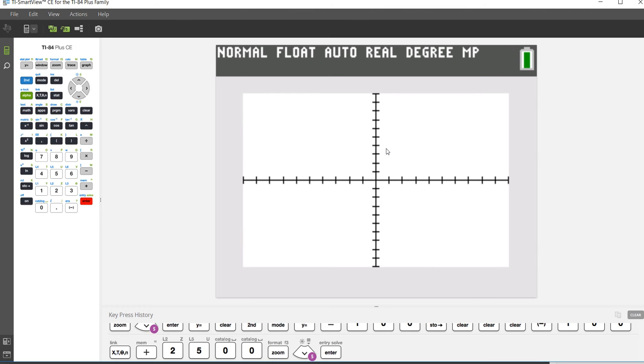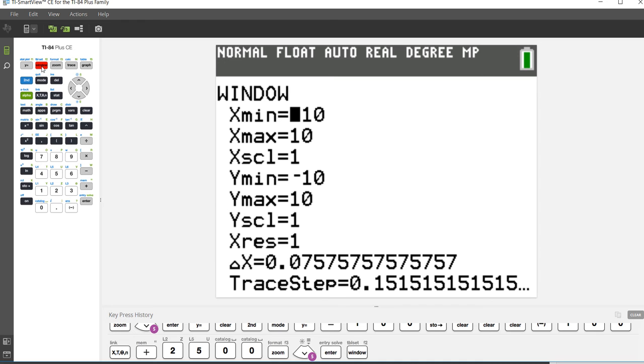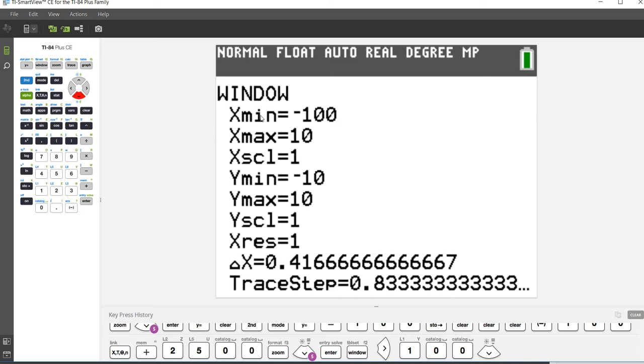The reason being, remember the y-intercept is 2500. The max here is 10. So I've got to adjust my window. I'm going to click on window, and let's go ahead and adjust the x-min and the x-max as well. Let's make the x-min negative 100. We can adjust this again as needed. X-max, let's make that 100.